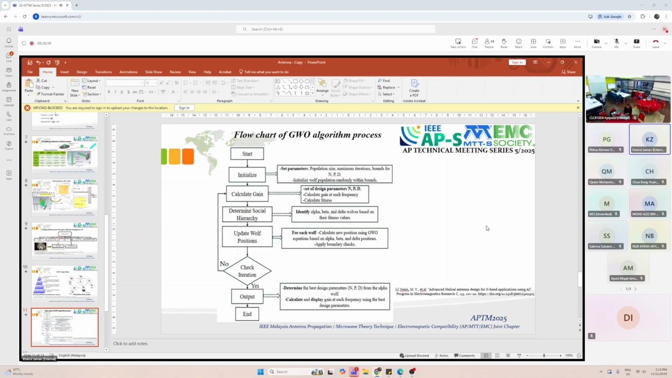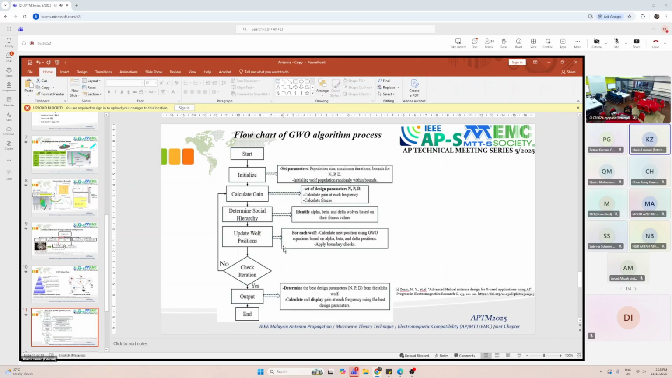Determine social hierarchy. Identify the alpha, beta, and delta wolf based on their fitness value, which means, as we can see here, the calculate gain, the calculate fitness, which define in the next step which one is alpha, beta, and delta wolf based on the social hierarchy. And next step, update wolf position.